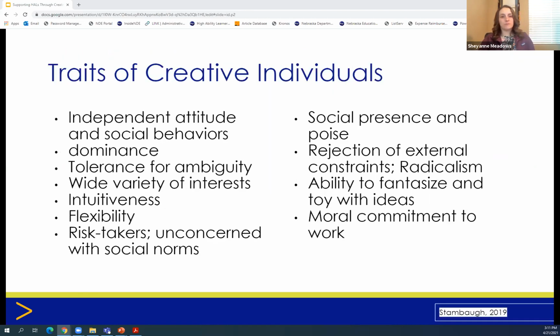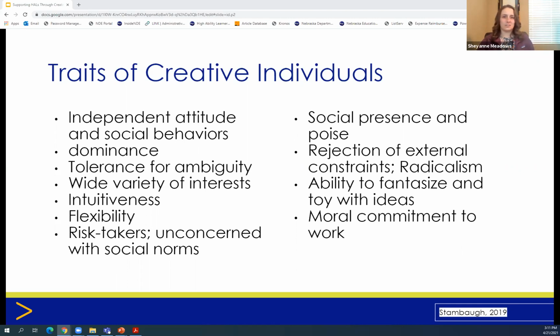While we can teach and foster creativity, there are some traits that come naturally to creative individuals. So, for example, creative individuals a lot of times have an independent attitude, and especially in social settings, they are more likely to take on those new or novel ideas that maybe other people are hesitant to. They a lot of times can be dominant for that same reason. And it's those kids who can really tolerate ambiguity.